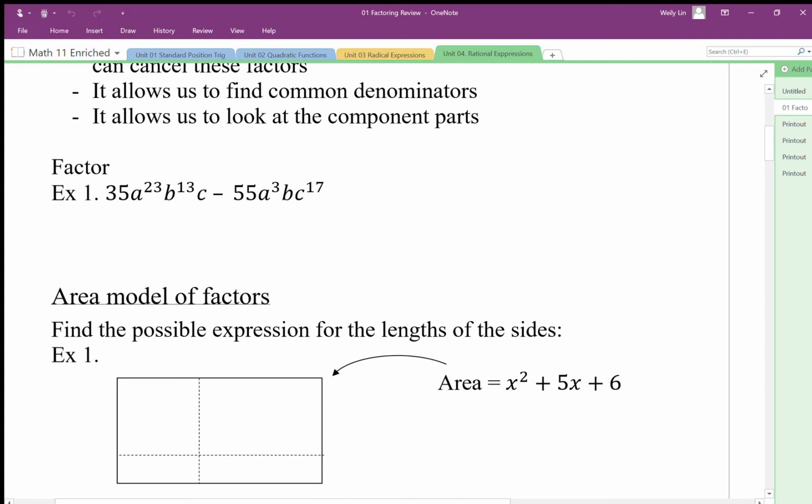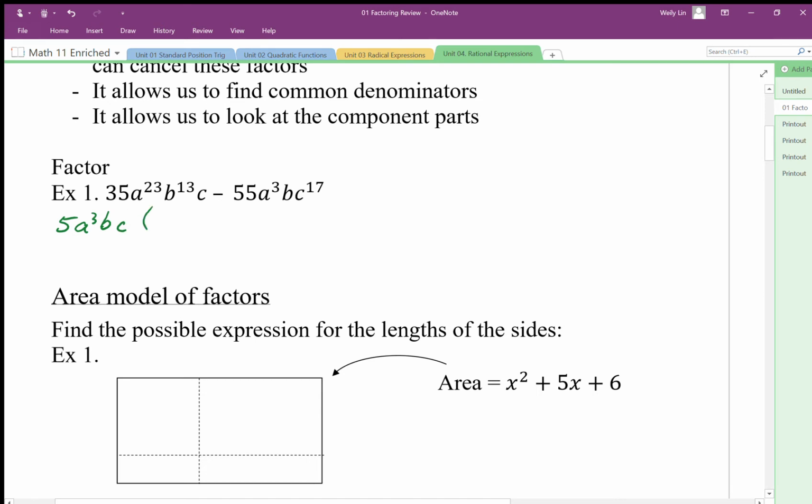So we can factor these expressions, and the very first thing we always do for any kind of factoring is we look for common factors, or greatest common factors. So to find greatest common factors, we can just check the number parts. 35 and 55 have a greatest common factor of 5. Then we look at the variable parts, the a and a. I have 23 a's multiplied here, I have 3 a's multiplied here, so the common multiplier is a cubed. We look at the b's. The common b's here, I have 13 here, 1 here, so I have 1b in common, and I have 1c here and 17 c's there, so I have 1c in common.